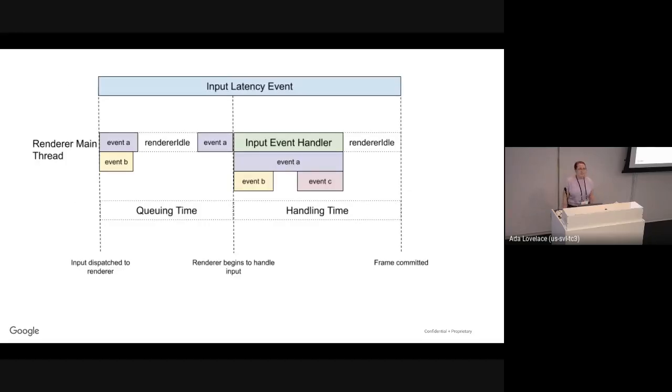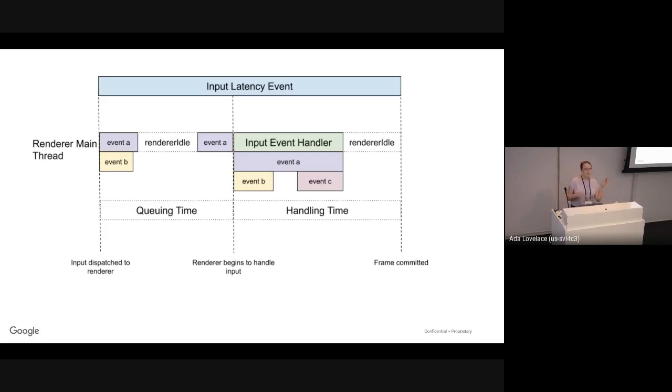Okay, so this is an illustration of a trace. A couple points here. Our definition of the start of an input latency event was when the input was dispatched to the renderer. So this is when the browser forwards the input event to us. We broke it down further into the queuing time and the handling time.